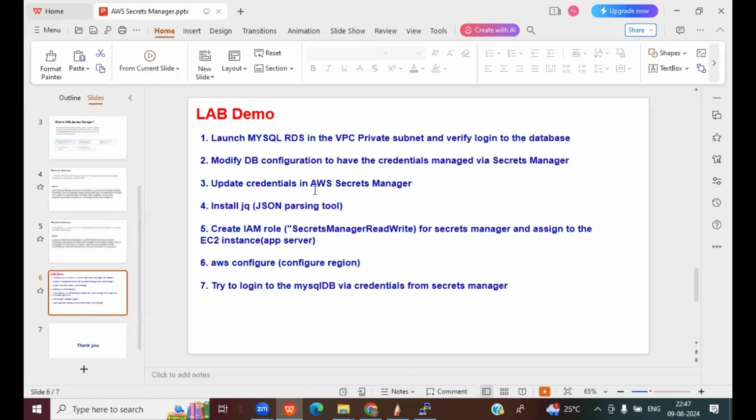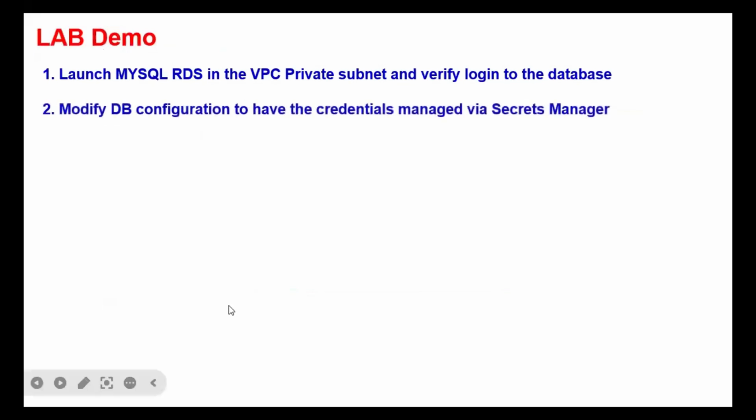Now we will try the second step, right? So what is the second step? Modify the DB configuration, right? To have the credentials enabled via the secrets manager. Okay, so now we are updating the DB configuration and telling that now the credentials, especially the username and password, have to be managed via secrets manager.